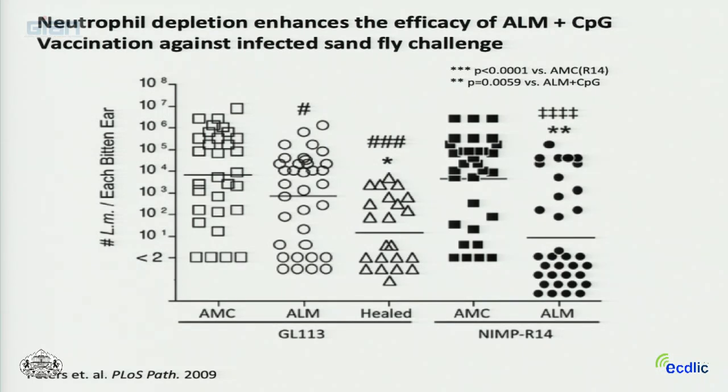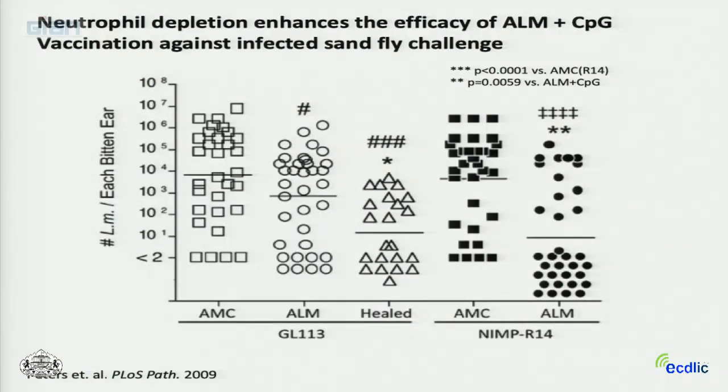But against fly challenge, still the only significant protection was the mice that had a healed primary infection. When we neutrophil depleted the mice, the ALM vaccine did confer some significant protection compared to the age-matched controls. So it did rescue the efficacy of this vaccine, at least partially. So all that tissue damage, that acute neutrophilic infiltrate did compromise it, and we discussed how that response promotes the infectious process so beautifully.